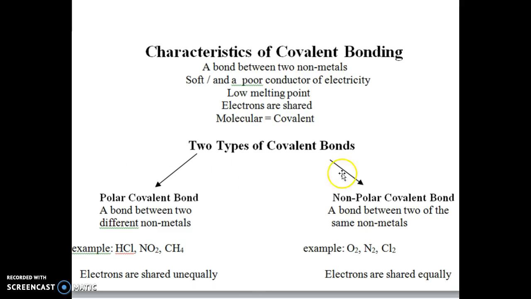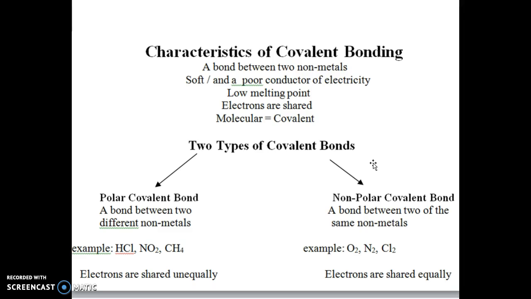I want to introduce you to another type of bond, and that is covalent bonding. Covalent bonding is really a bond between two nonmetals, so everything on the right-hand side of the periodic table. Unlike ionic bonds, they are poor conductors of electricity. We consider them soft. They have a low melting point, and the key difference is in covalent bonds, electrons are shared. Molecular is also considered covalent. So again, molecular, covalent, shared; ionic, transferred.